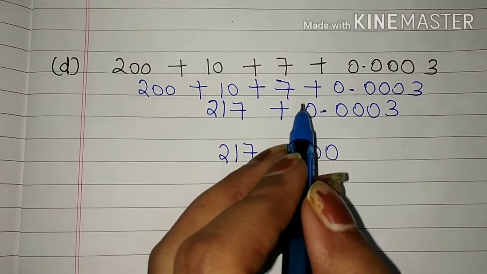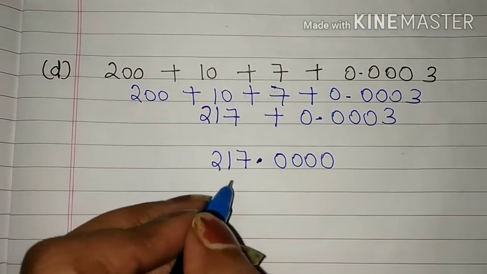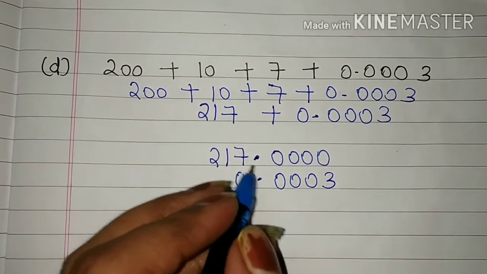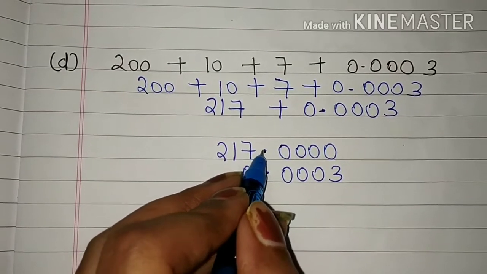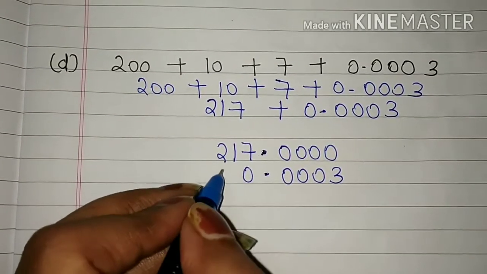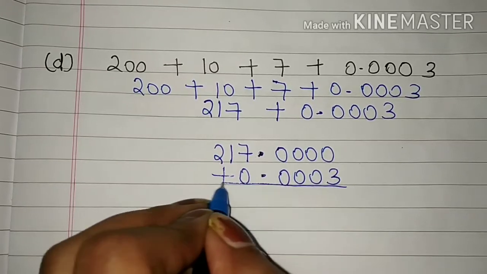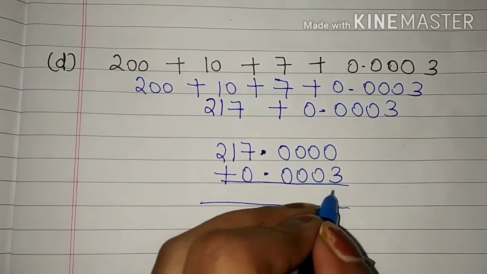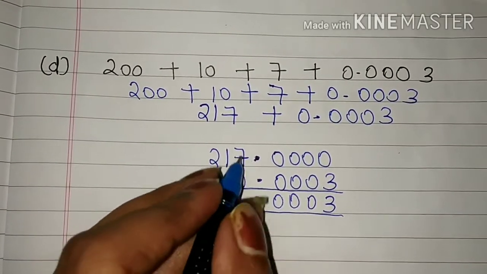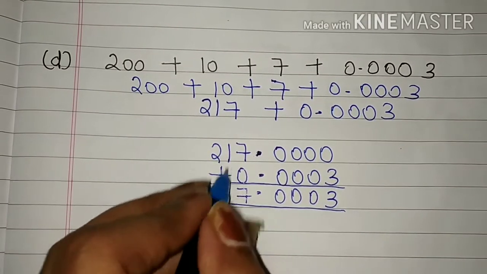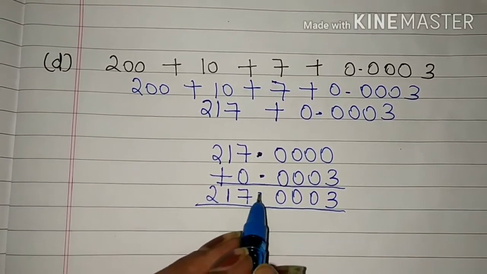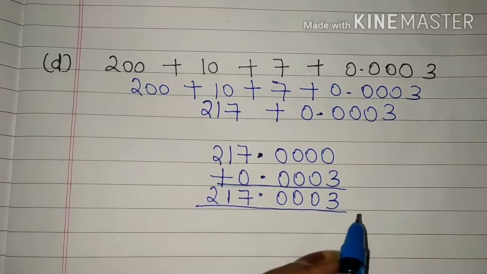Now students, we will copy down this number here. 0.0003. Students, always remember that we will put a decimal point one below the other. Now students, we will add the numbers. 0 plus 3 is equal to 3. 0, 0, 0. 7 plus 0 is equal to 7. 1, 2. Students, 217.0003. This is your answer.